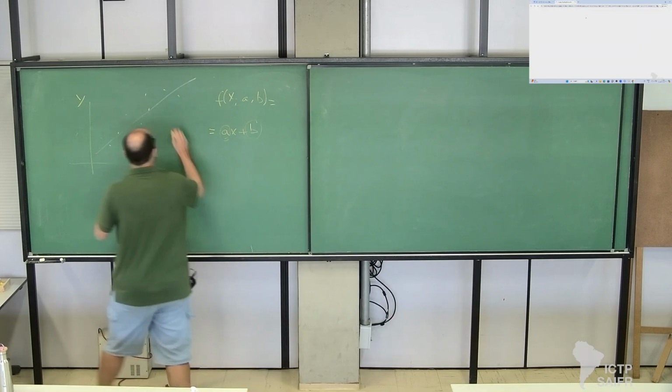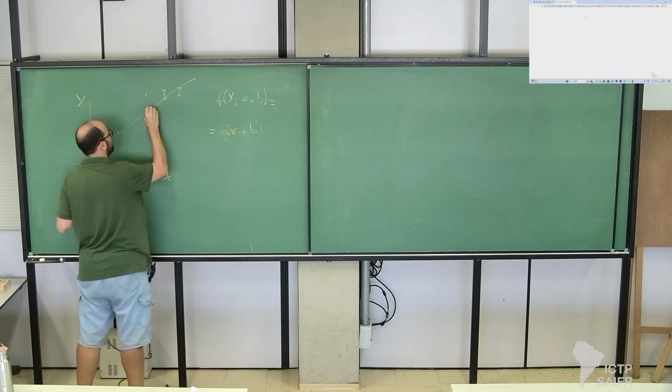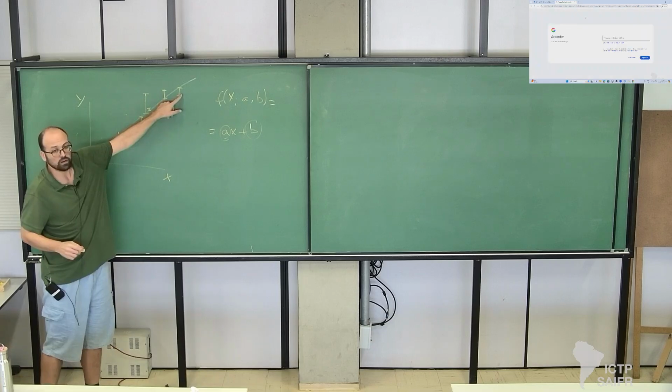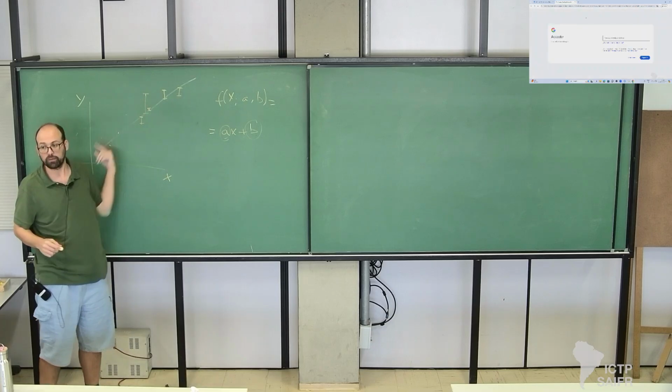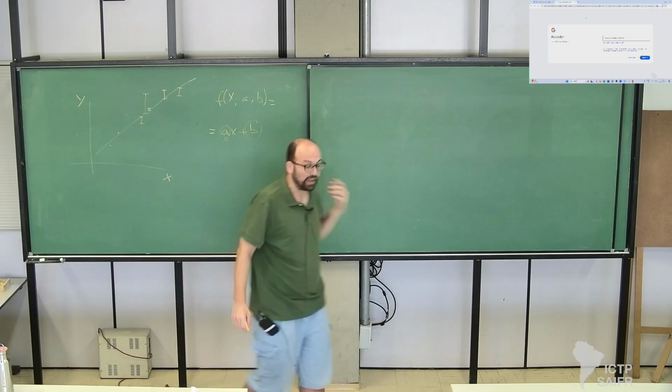These are the differences, the errors, the deviations here. So I take each of these differences, take the square and sum. So the fitting minimizes the sum.